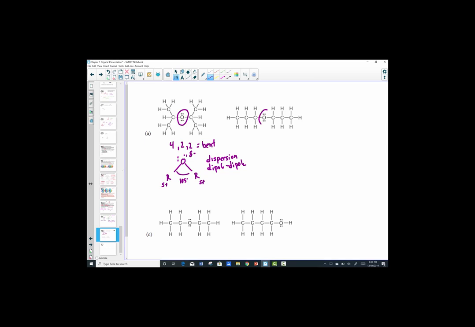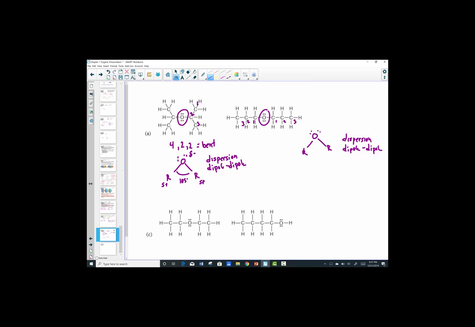In this compound, we still have the oxygen bonded to R groups. This R group contains 3 carbons. This R group contains 3 carbons. So did these over here. So we can see that this exhibits dispersion and dipole-dipole. So we need to consider other things.